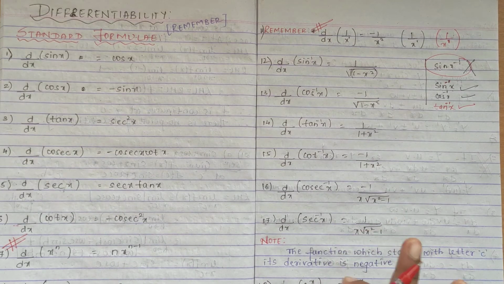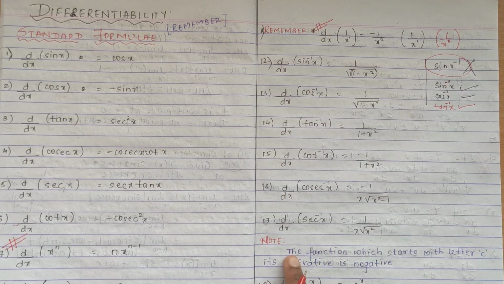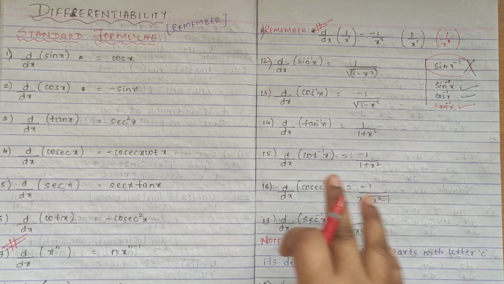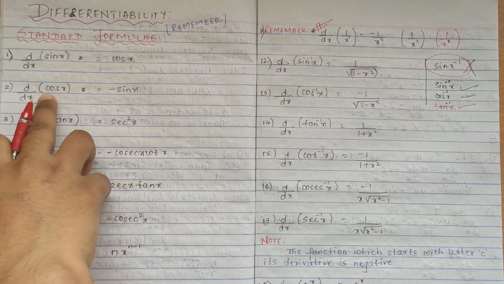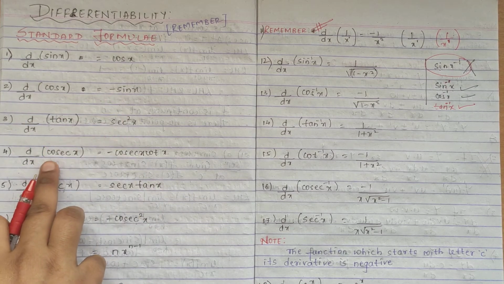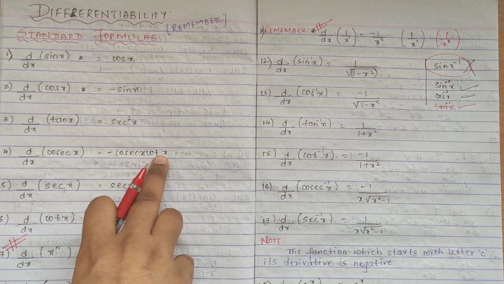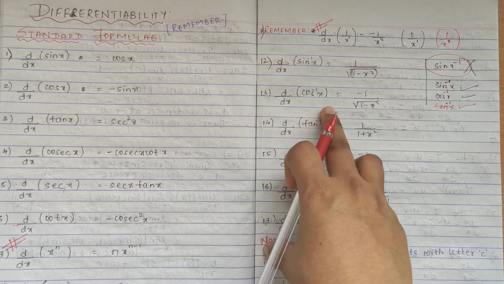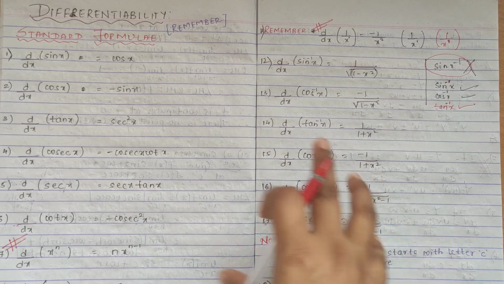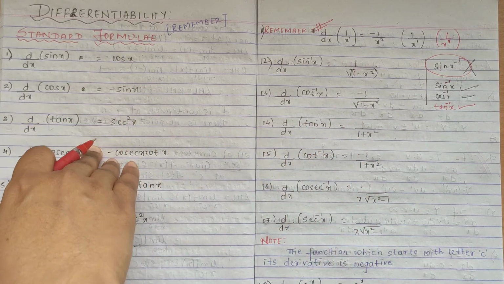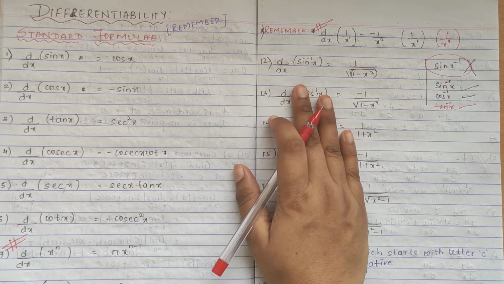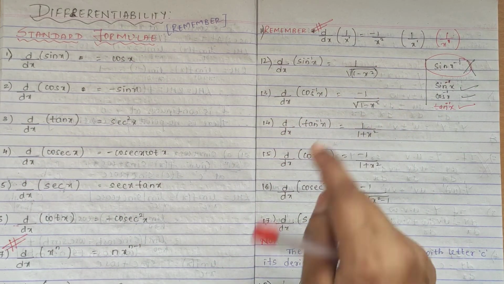Note, to remember these formulas, here is a simple note I have given. The function which starts with the letter c, its derivative is negative. You can see here, cos x, the derivative you get is minus sin x. Here you can see cosec x, you get minus cosec x cot x. Even in your inverse part, cos inverse is minus 1 by root of 1 minus x square. Cot inverse x is minus 1 by 1 plus x square. So this is for your remembrance. Wherever you have a function starting with the letter c, either trigonometric or inverse trigonometric, its derivative will be negative.